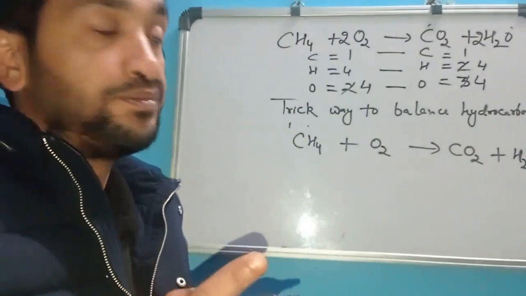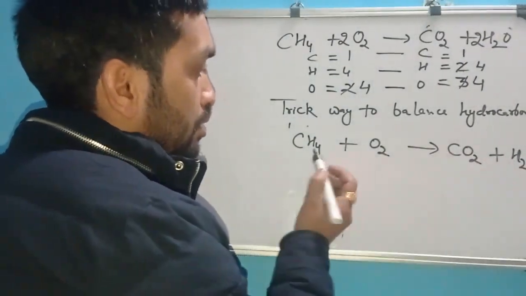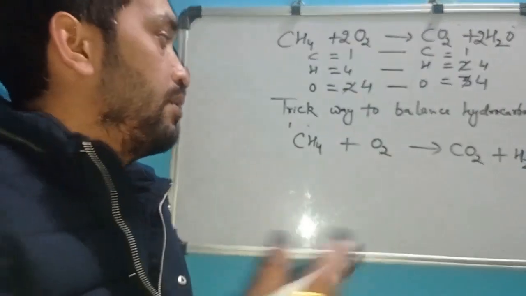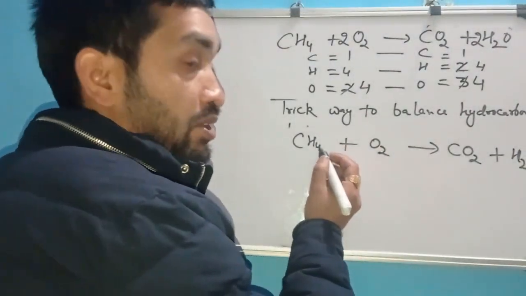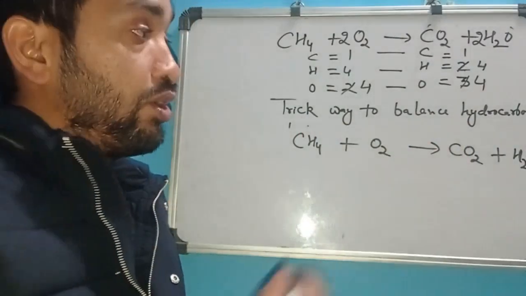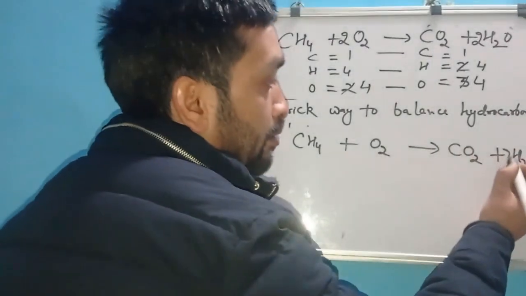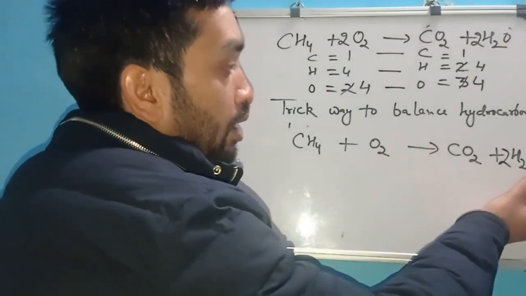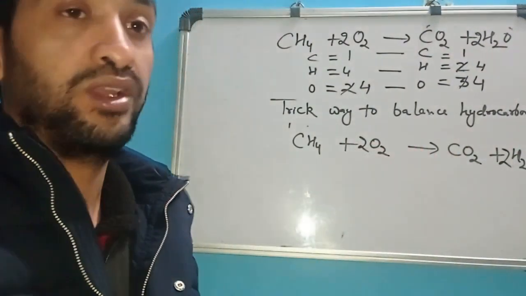Now I have to check for hydrogen. How many hydrogen? 4. How many here? Only 2. So I have to balance hydrogen first. So H4 means 4, 2 can be made 4 how? By adding 2 here. Then go for oxygen. Now check how many oxygens are there? 2 and 2, 4. So add 2 here.